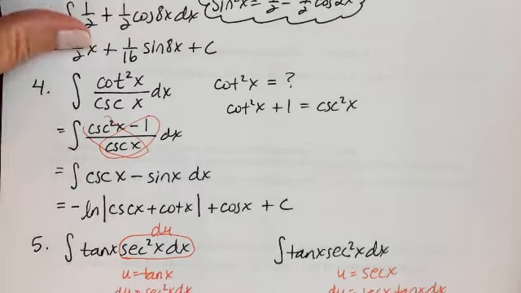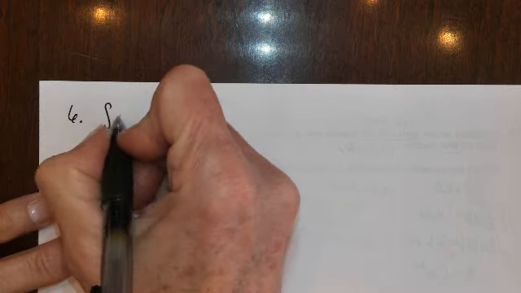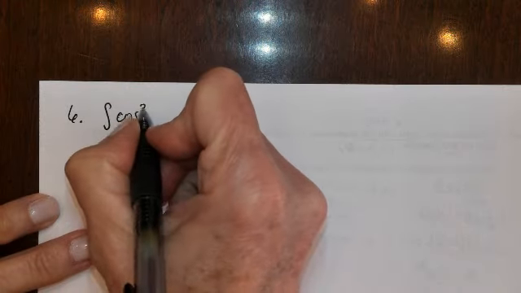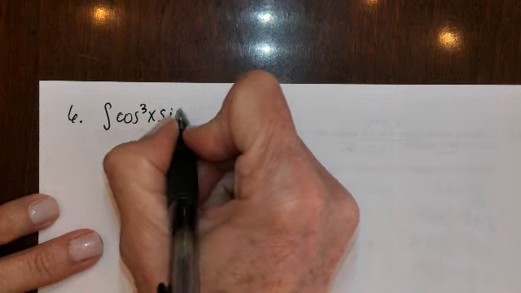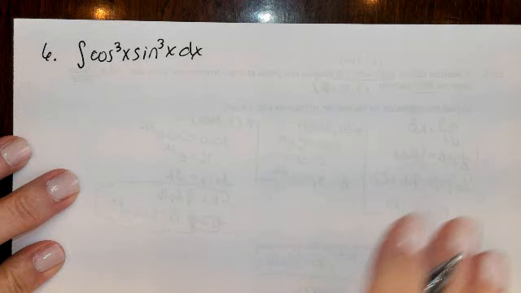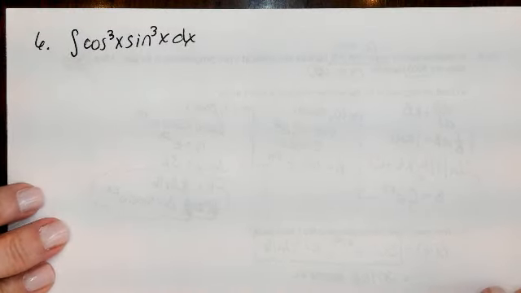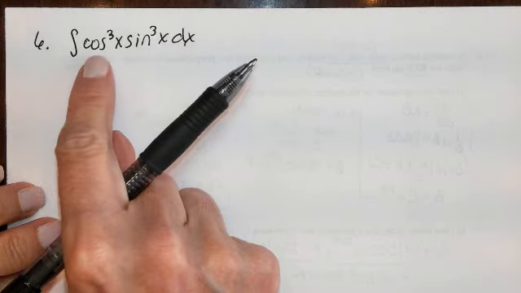All right, number 6. The antiderivative of cosine cubed x sine cubed x dx. Now we're getting a little interesting, as if we weren't already. Okay. So in class we would probably take a little time and you guys would tell me what you think I should try here. Okay. We can't just do a plain u sub.